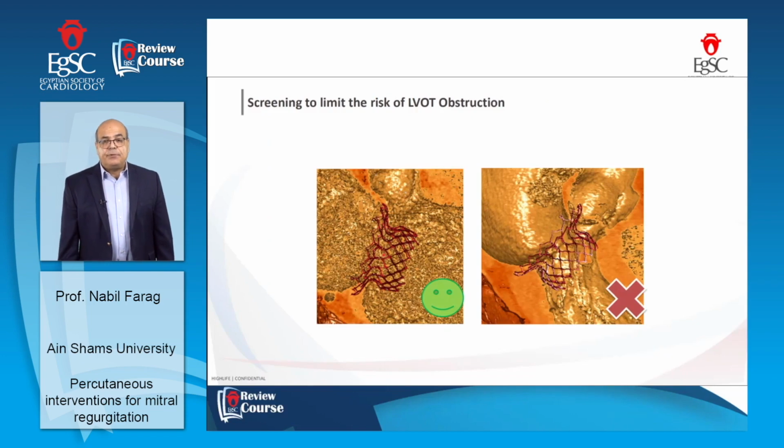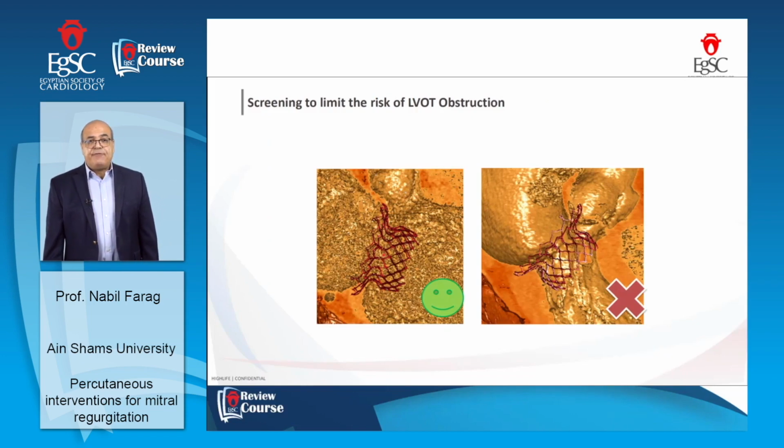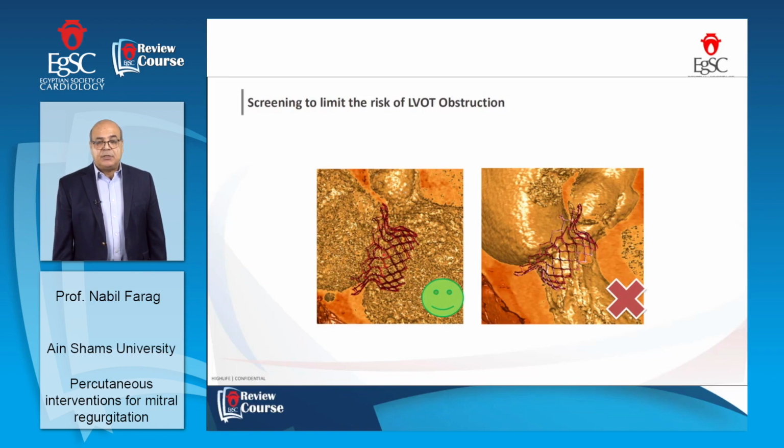A very important point you have to know is that if the valve is positioned incorrectly, this may lead to left ventricular outflow tract obstruction. Looking at the figure on the left, this is the proper positioning of the mitral valve. It's away from the left ventricular outflow tract. And if we look at the figure on the right, this valve is encroaching over the left ventricular outflow tract, leading to left ventricular outflow tract obstruction. So the first one on the left is the correct position, and the second one on the right is the incorrect position.